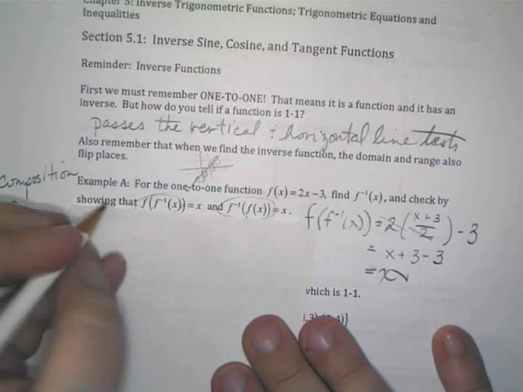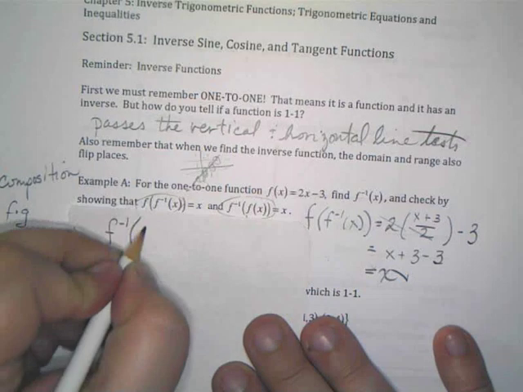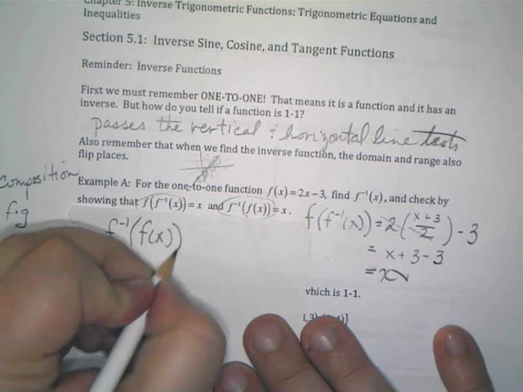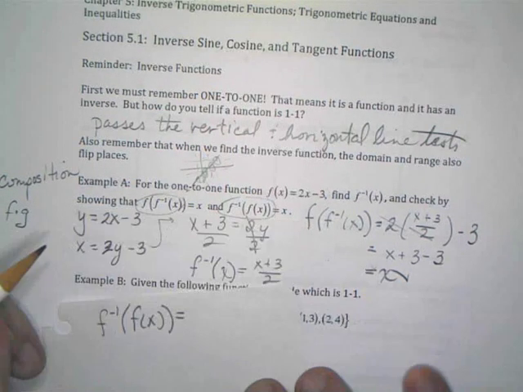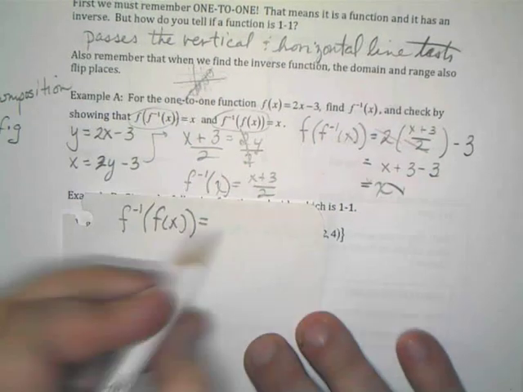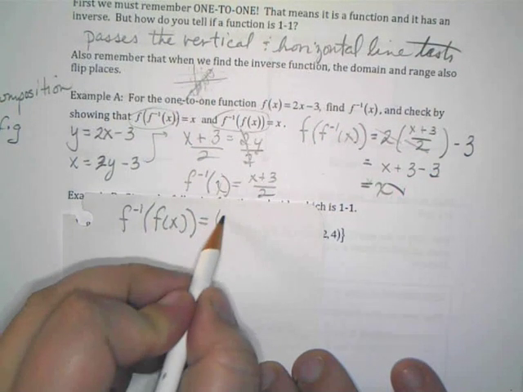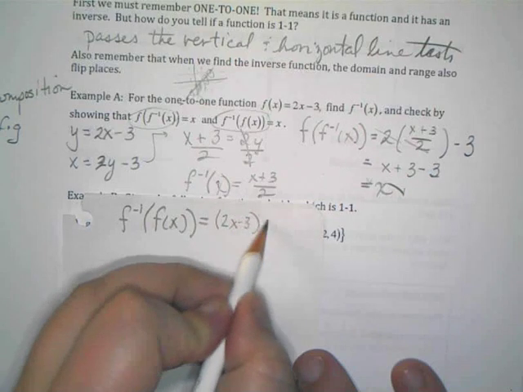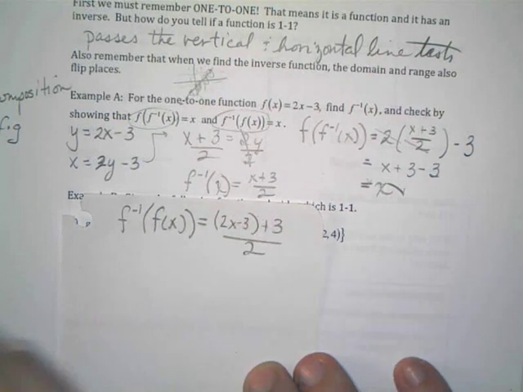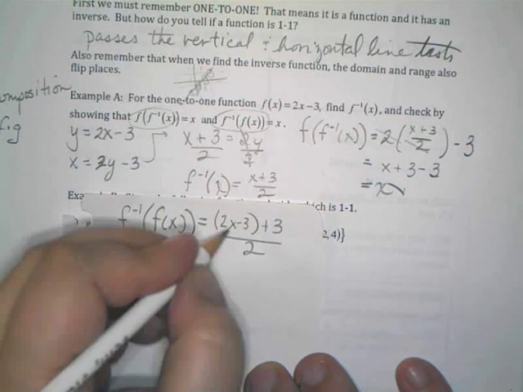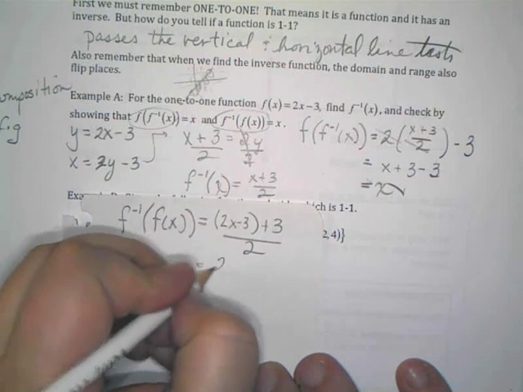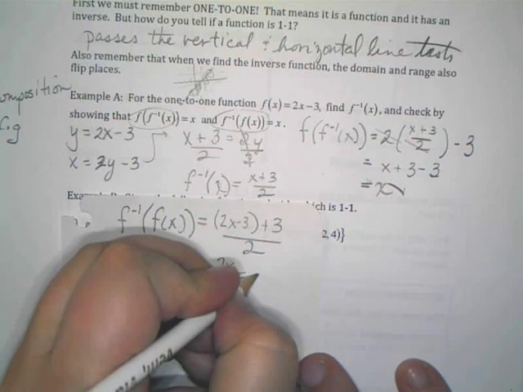So now what we're doing is we're doing this guy. We're going to take our inverse function, which we just found is this. And instead of an x, I'm going to put 2x minus 3. And we're going to simplify. So 2x minus 3 plus 3 is 2x over 2 is x.